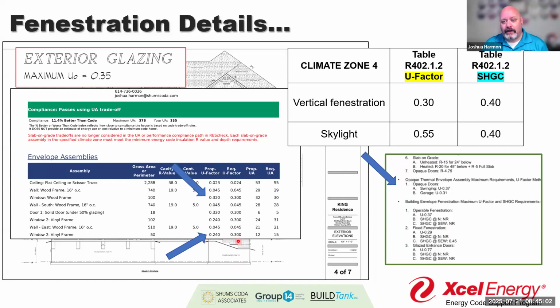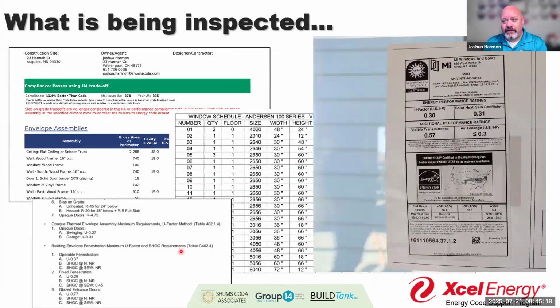I've got a vinyl window here. I've got a wood frame at 0.32. I got a vinyl here at 0.24. None of that is reflected in what's on the actual plans. So again, I need to have that consistency. Once I get consistency from front to end, that's when I can move forward, because that's going to affect what I'm looking for in the building, right?